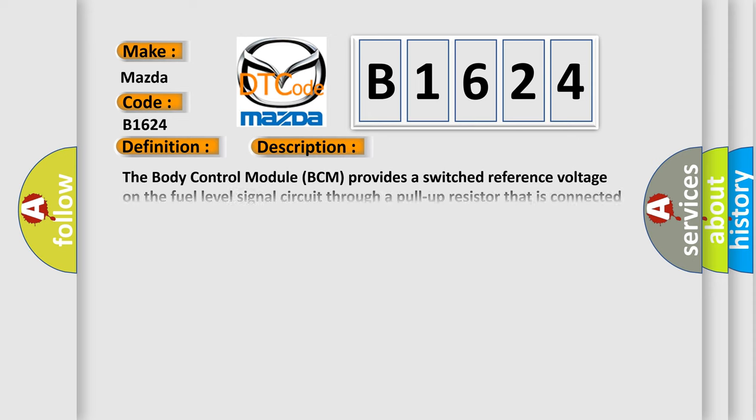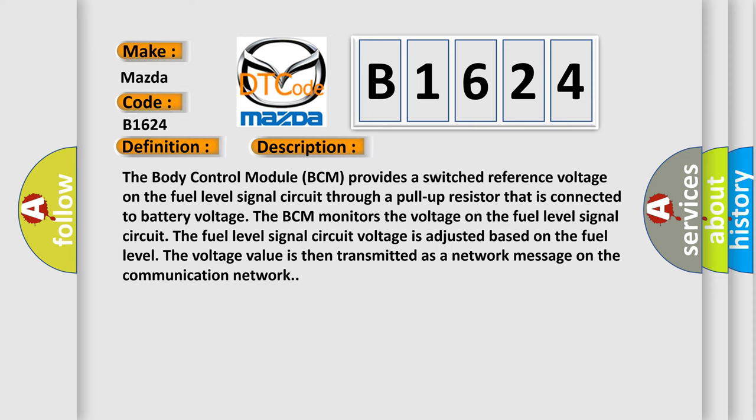And now this is a short description of this DTC code. The body control module BCM provides a switched reference voltage on the fuel level signal circuit through a pull-up resistor that is connected to battery voltage. The BCM monitors the voltage on the fuel level signal circuit. The fuel level signal circuit voltage is adjusted based on the fuel level. The voltage value is then transmitted as a network message on the communication network.